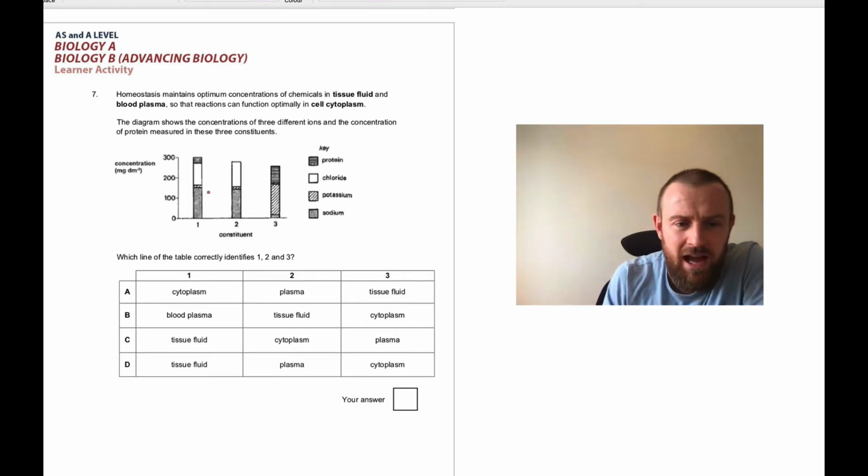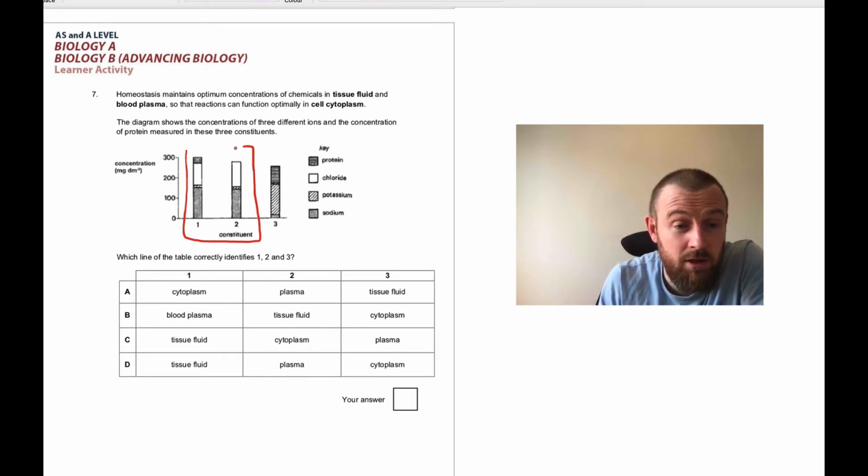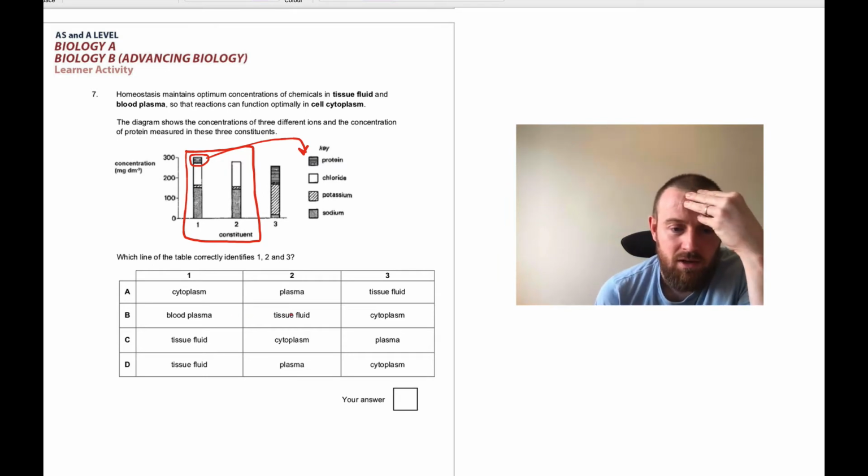Okay, well, the first thing I think to look at here is basically 1 and 2 are really similar, aren't they? They're almost exactly the same, apart from this. That is protein. So 1 and 2 are the same apart from protein. 3 is quite different. So what of these things could be quite similar? 1 and 2. Cytoplasm and blood plasma, tissue fluid.